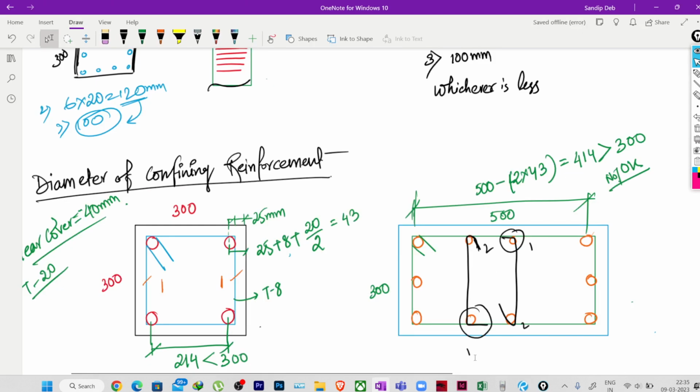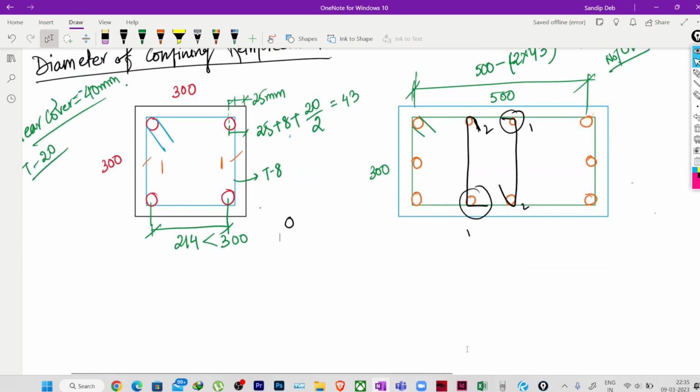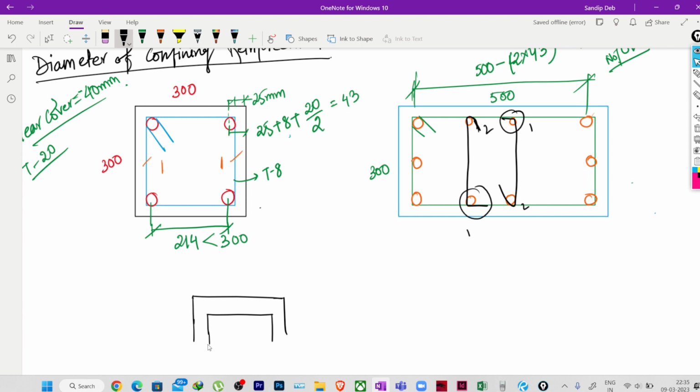One more thing, if the center to center, let me draw properly. Suppose this is my column, this is my stirrup, and I am providing bars like this.